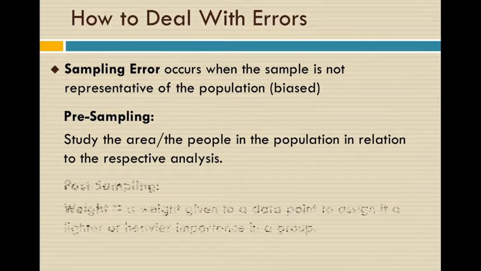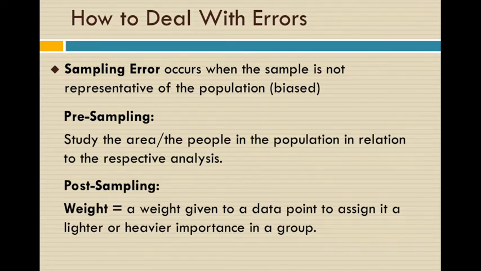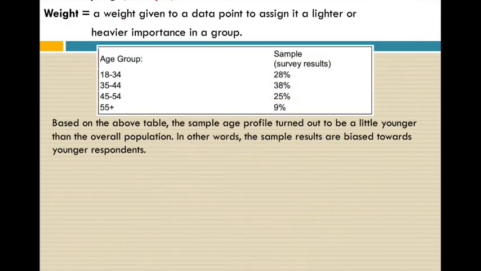But what about the post-sampling? Post-sampling means after. How do you deal with it? Well, you can use weight. Okay? So a weight is given to a data point to assign it a lighter or heavier importance in a group. Okay? You can do that. So we'll take a look at the examples.